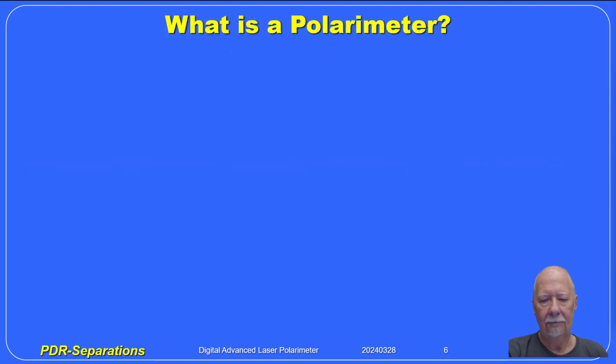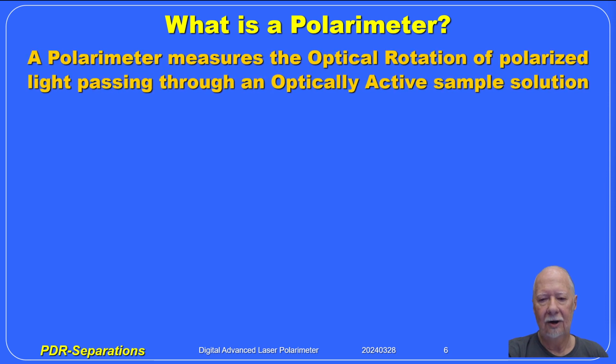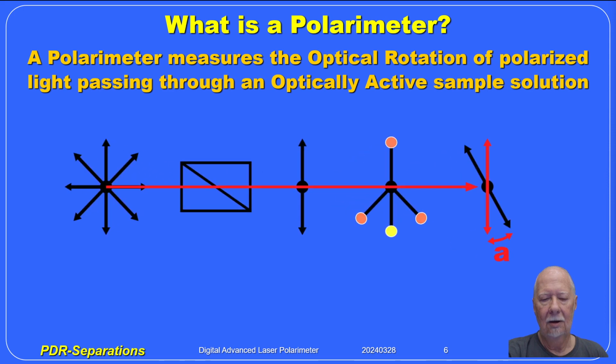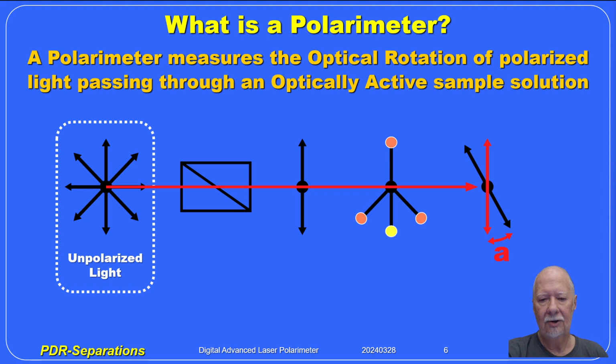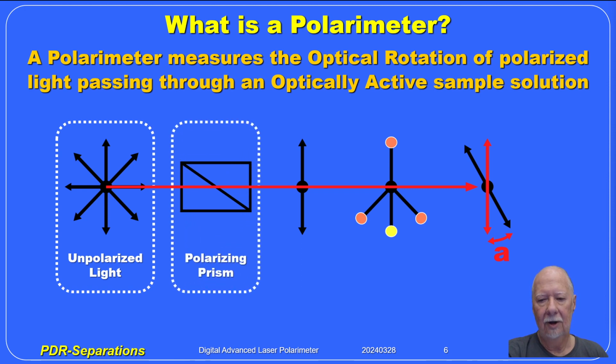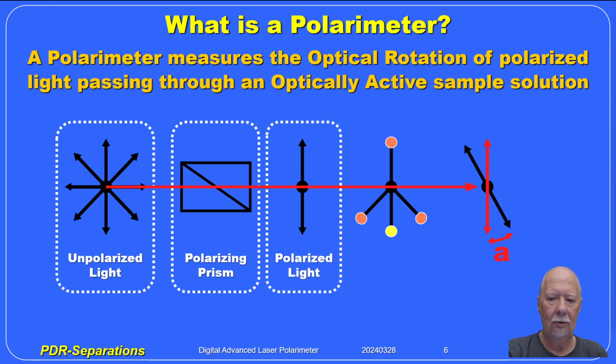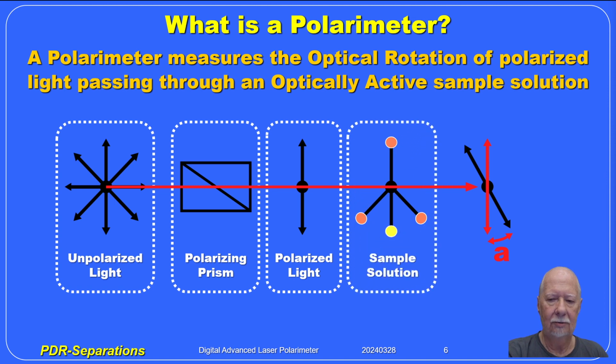So what is a polarimeter? A polarimeter measures the optical rotation of polarized light passing through an optically active sample solution. Here is a polarimeter cartoon. We start with unpolarized light passing through a polarizing prism, resulting in highly polarized light passing through a sample solution. Now, if that sample solution has optical activity, it will rotate the plane of polarization of the polarized light. And that is what a polarimeter measures.